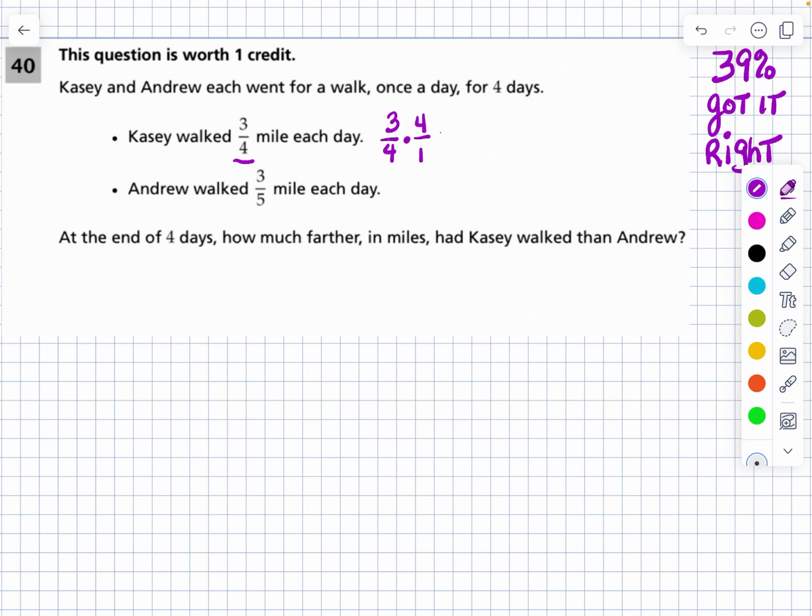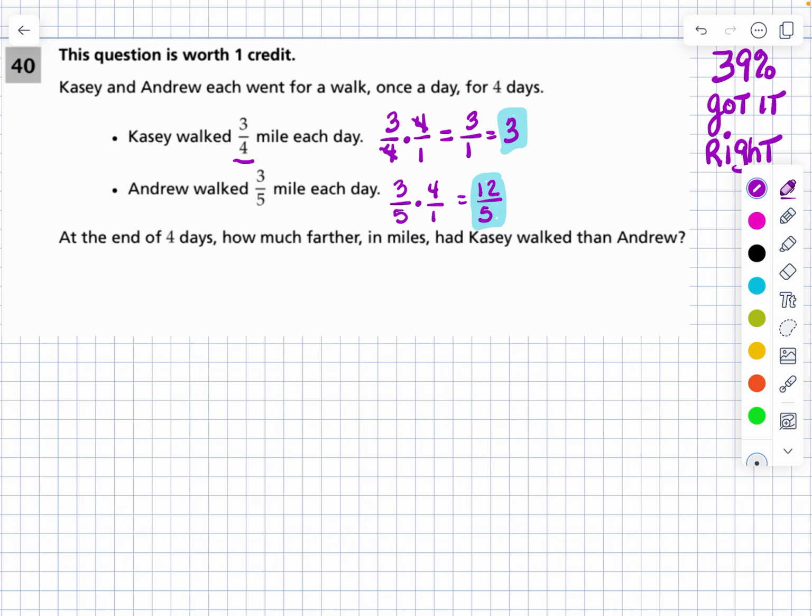All right, and 3 times 4 is 12 over 4, and that's 3, or we can simplify right up front and end up with 3 over 1, which is the same as 3. Now Andrew walked 3/5 of a mile a day over 4 days, and that gives us 12 over 5 miles. So we have two fractions here now, 12 over 5 and 3 over, well, call this 3 over 1.